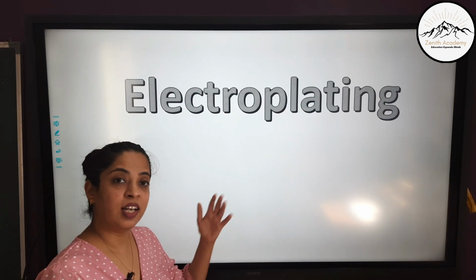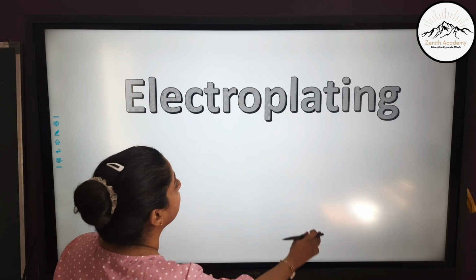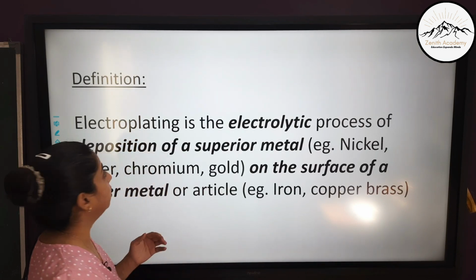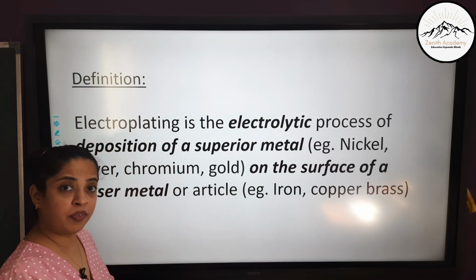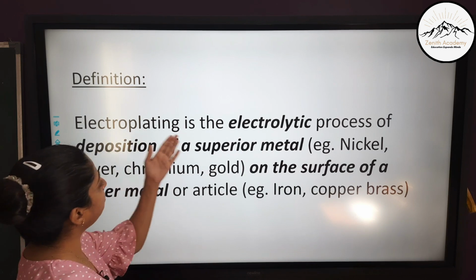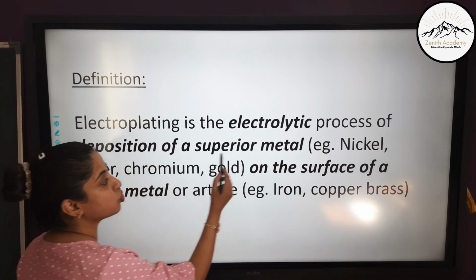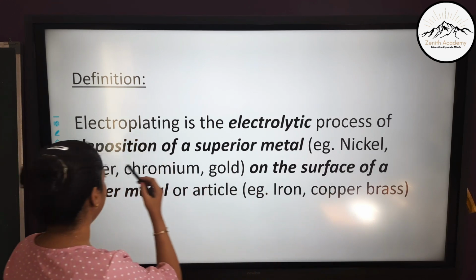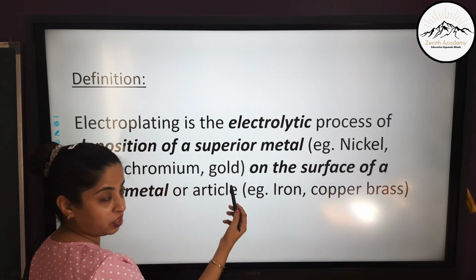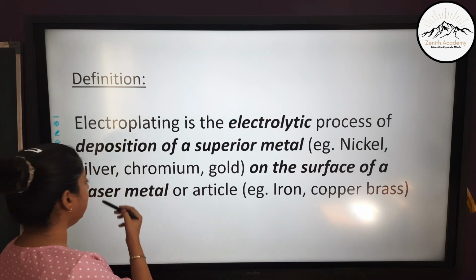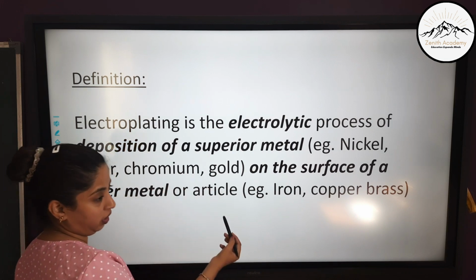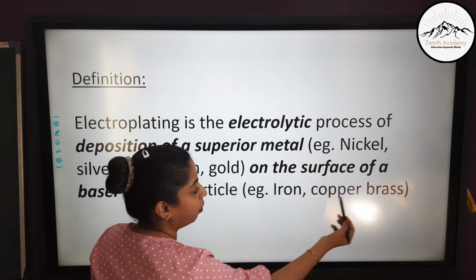So first, let's understand what is electroplating. So now let's begin with the definition of electroplating. Electroplating is the electrolytic process of deposition of a superior metal, for example nickel, silver, chromium, gold, etc. on the surface of a baser metal or article like iron, copper, brass.